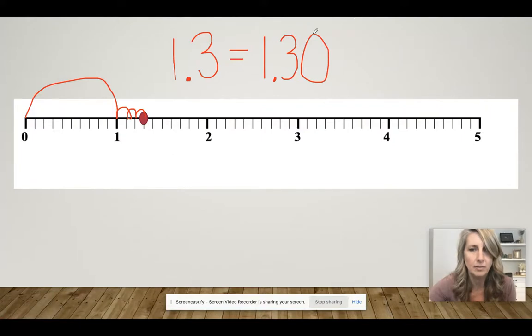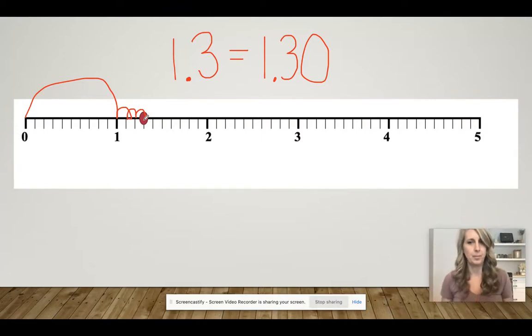If I was thinking of it that way, that would mean each of these sections would be 10 hundredths. So 10 hundredths, 20 hundredths, 30 hundredths, 40 hundredths, 50 hundredths, 60 hundredths, 70 hundredths, 80 hundredths, 90 hundredths, 100 hundredths, or 1, 10 hundredths, 20 hundredths, 30 hundredths. So that's how I would represent it as a linear measurement.